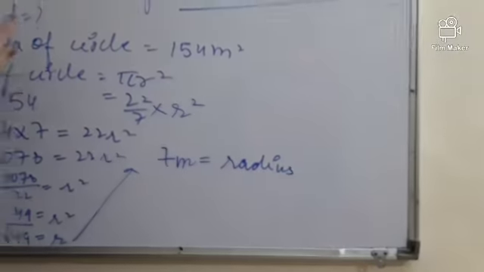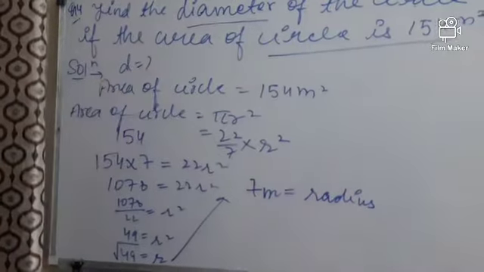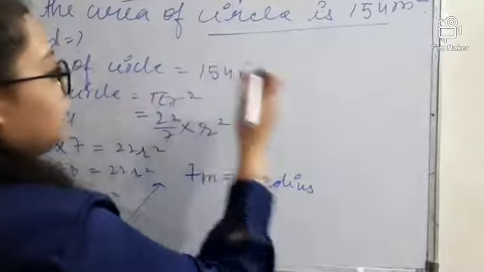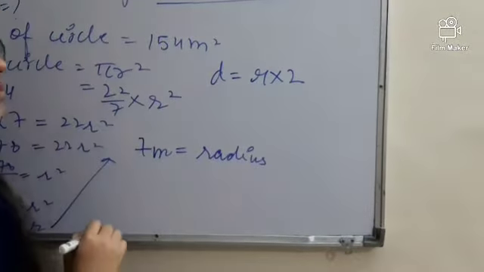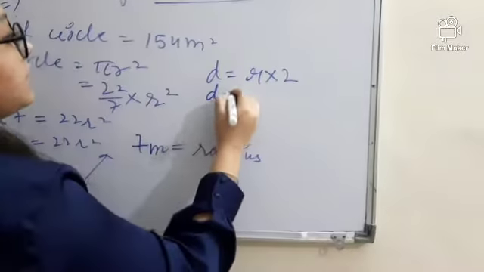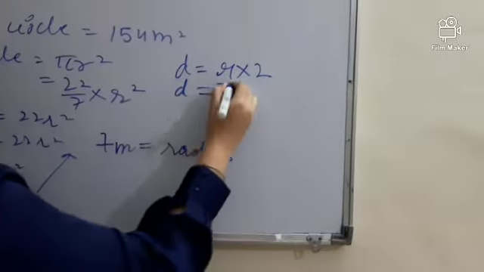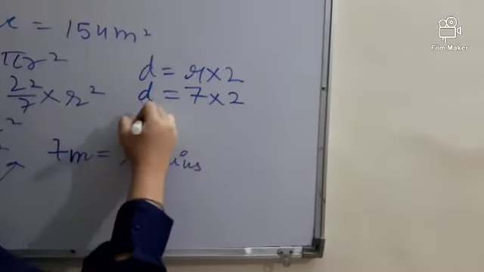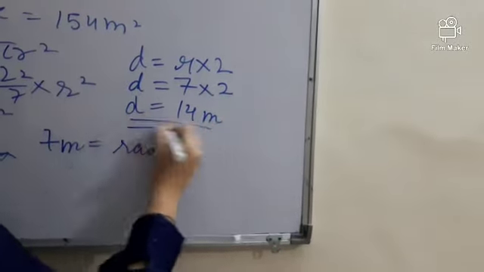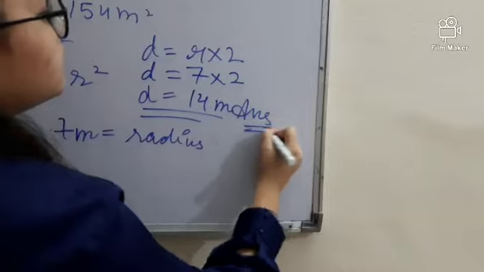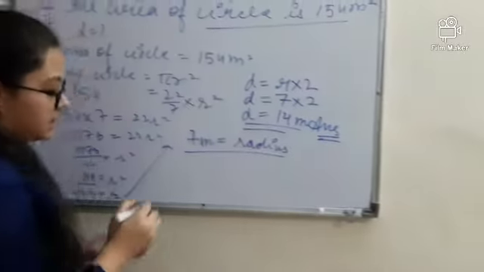Now we have to find out the diameter. So diameter is equal to radius multiplied by 2. Diameter is equal to radius 7 multiplied by 2. Diameter is equal to 14 meter, that is the answer. And here 7 meter is the radius.